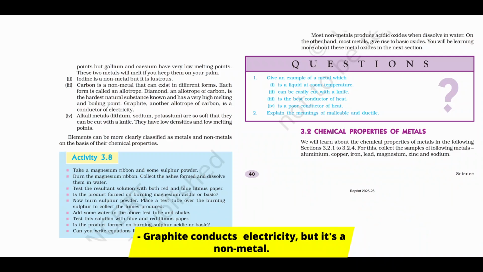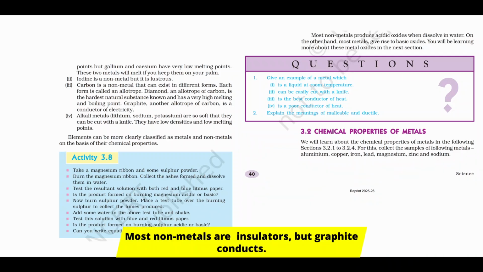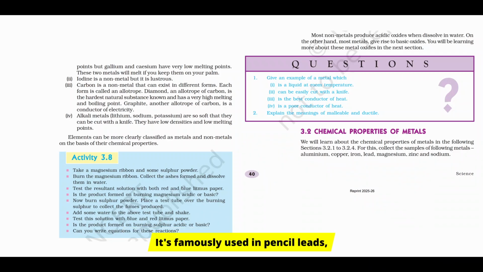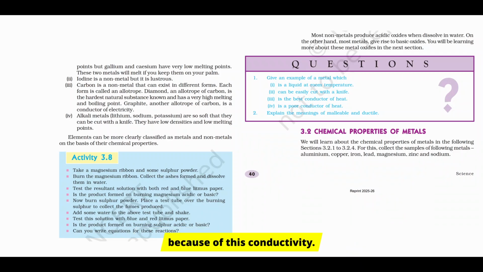Graphite conducts electricity? Yeah. But it's a nonmetal. Exactly. This is a crucial exception. Most nonmetals are insulators, but graphite conducts. It's famously used in pencil leads, that's why they call it lead, though it's graphite, and as electrodes in various electrical applications because of this conductivity.